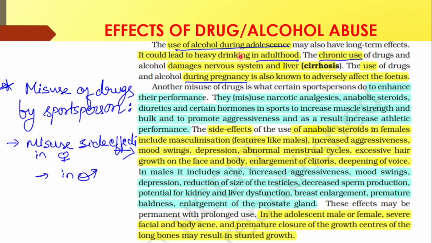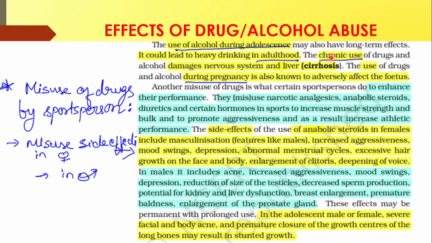Now, the use of alcohol during adolescence. ठीक है, alcohol, once the person becomes addicted to it, it can finally lead to heavy drinking in adulthood. Okay, why this happens? Because initially the amount which is required to produce the desired effect requires a small quantity of alcohol, but with time that quantity is not able to produce the desired effect, so the dose needs to be increased, and with time the dose increases to a very large amount and it leads to heavy drinking.